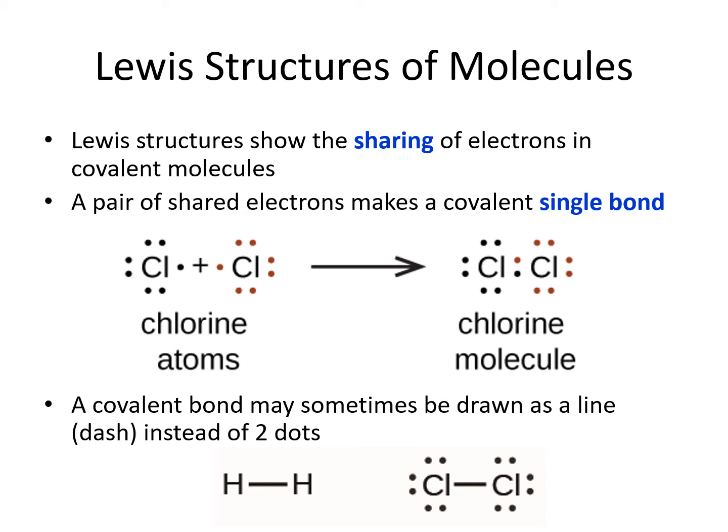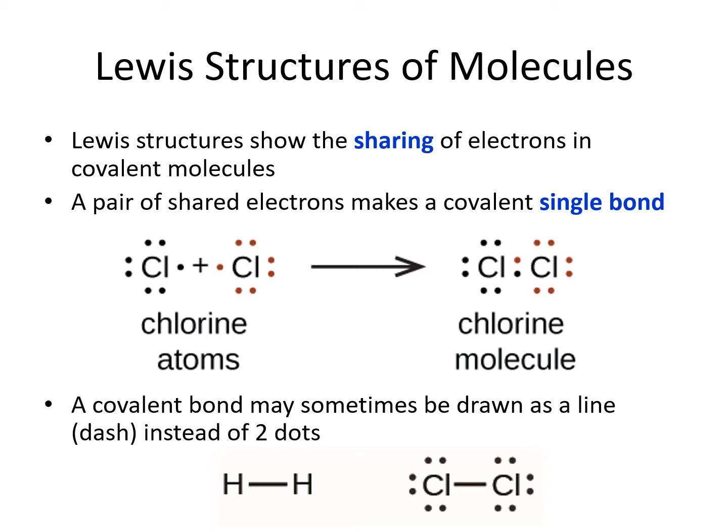With the Lewis structures of ionic compounds, we saw a transfer of electrons from one element to the other. With Lewis structures of molecules, we will see a sharing of electrons between the two atoms in the bond. One shared pair of electrons makes a single covalent bond.